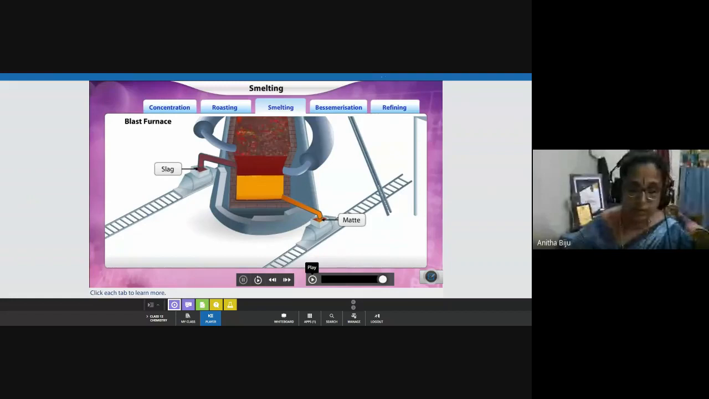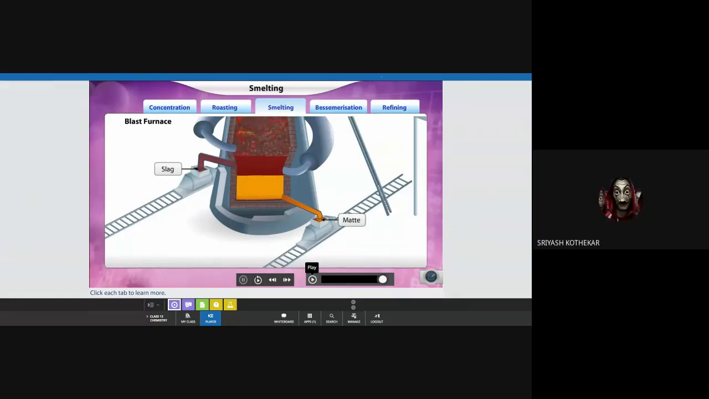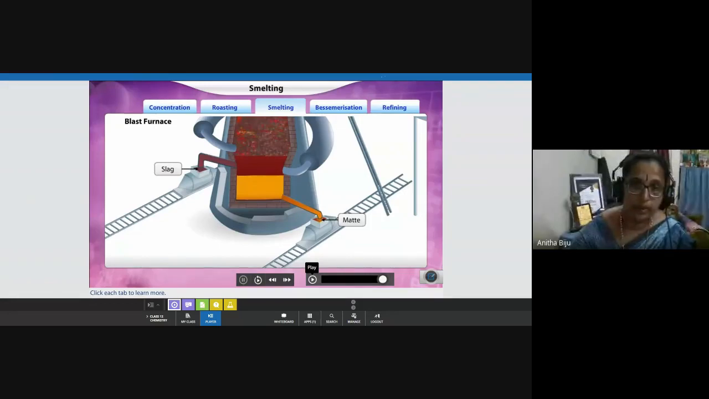I hope it is clear to you. Sriyesh? Yes, ma'am. Noted the point. Matte important. Okay. MaTe and composition Cu2S plus FeS.